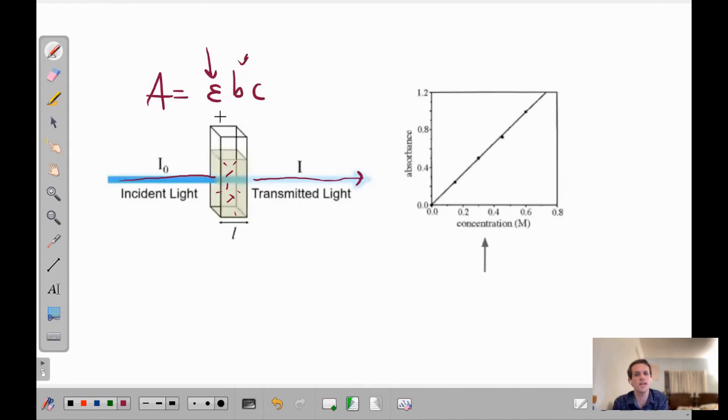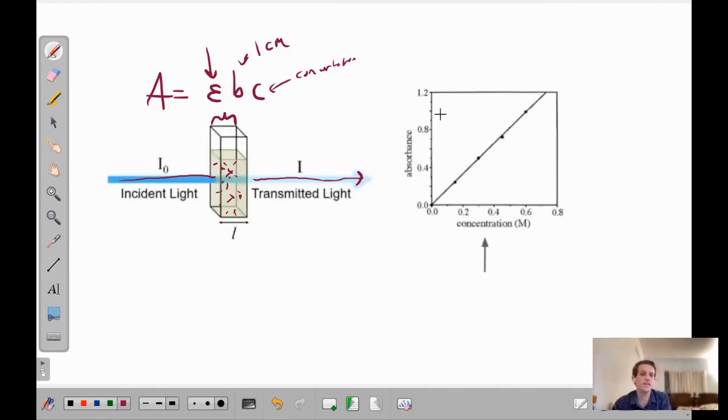This is based on the length. The longer the distance it's going through, the more chance some of the light is going to scatter and be absorbed by the solution. Usually we use 1 centimeter in the lab, although technically you could use different sizes. And then this is finally the concentration of the material. The more concentrated it is, the more particles you have in your solute, the more chance that they're going to disrupt the light from going through.